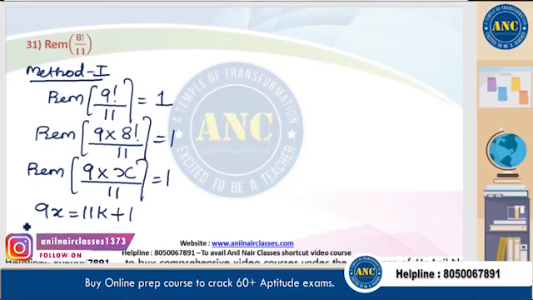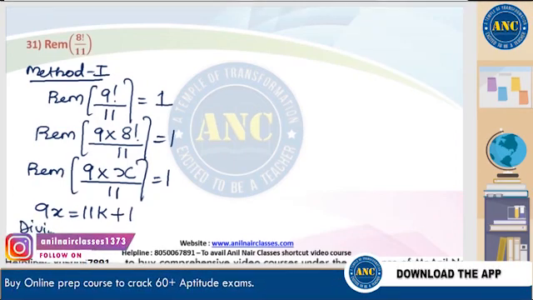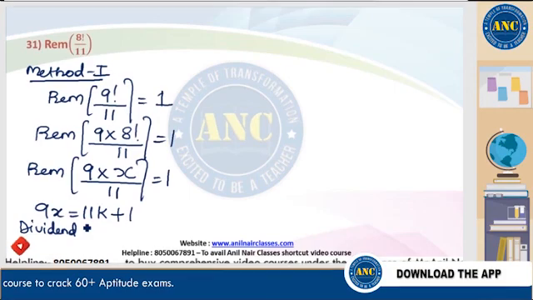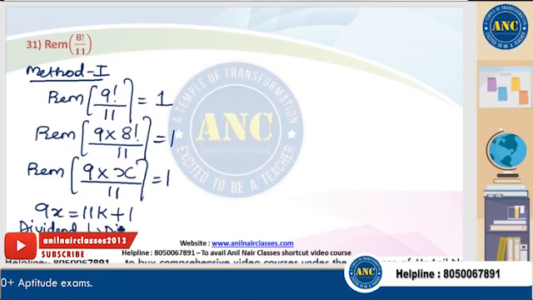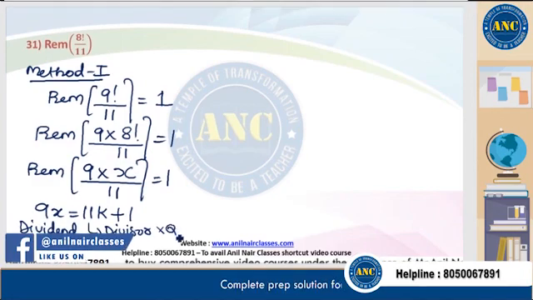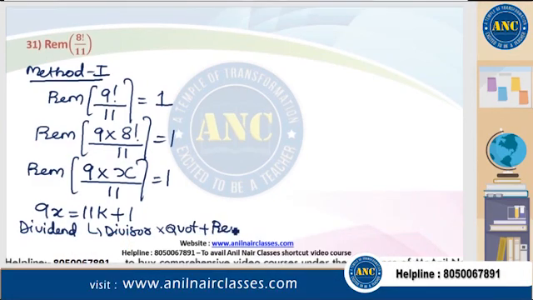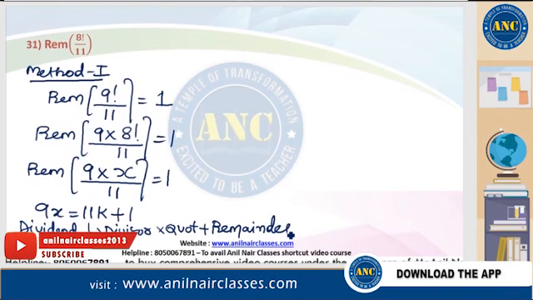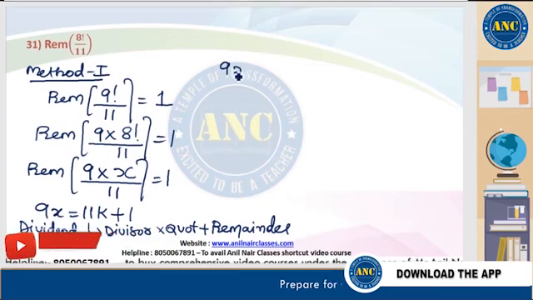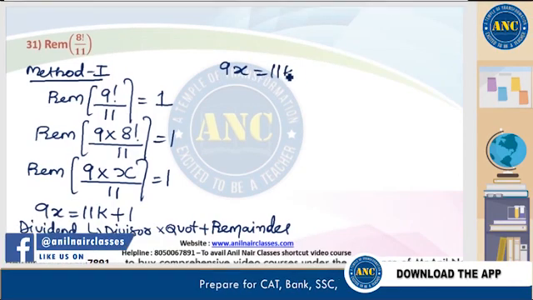What is the concept I used here? Dividend equals divisor into quotient plus remainder. So 9x is 11k plus 1.